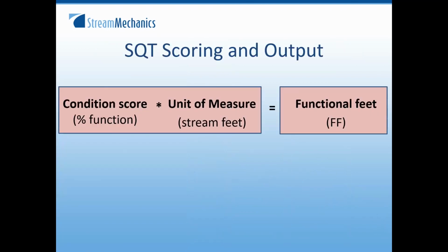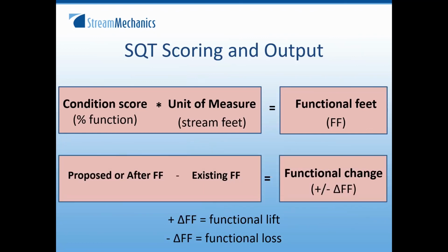So to put all this together, the scoring, we talked about the condition score, that's that index score. And then we multiply it by stream length as our unit of measure, and that gives us functional feet. And then the change that we're looking for, because we are looking at what is the change after restoration or impact versus existing, is we just subtract that. So the proposed score or after score minus the existing gives us that functional change.